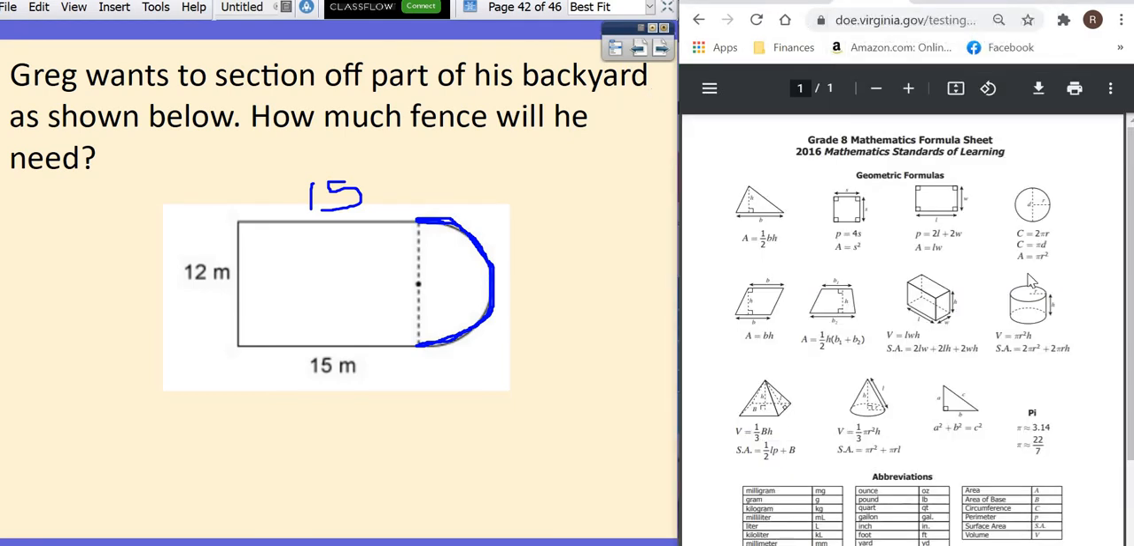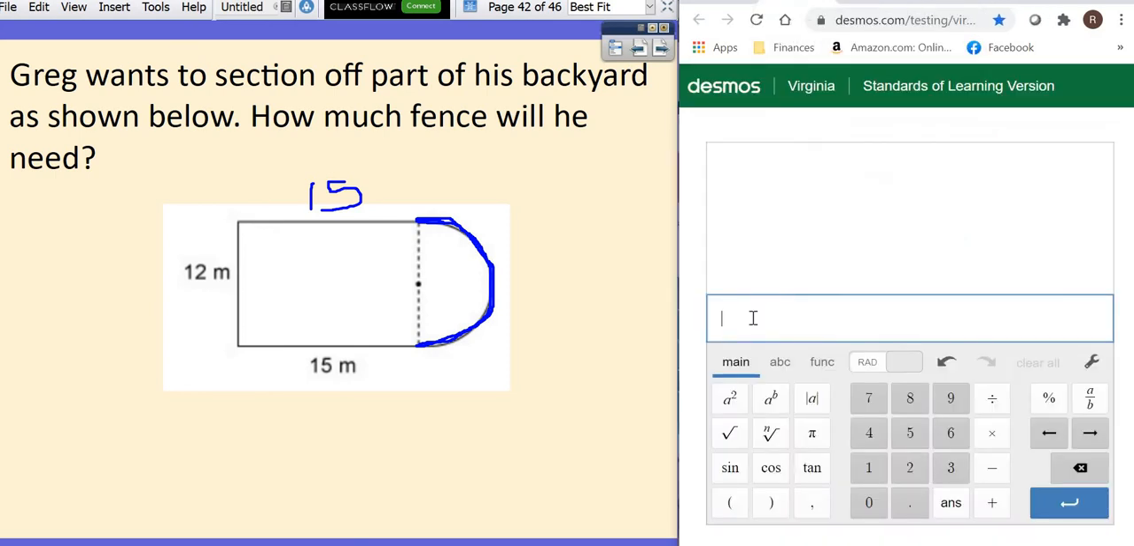Well, when I look at my formula sheet, right up here on the top right corner, circumference is the perimeter of a circle, except it goes all the way around. And this in our picture is a semicircle, so we only need half of the formula. Well, the formula is 2 pi r. So when we put it in our calculator, I'm going to put in 1/2 times 2 pi r.